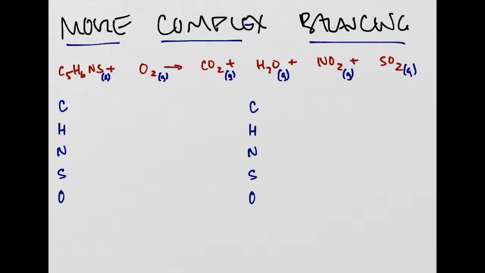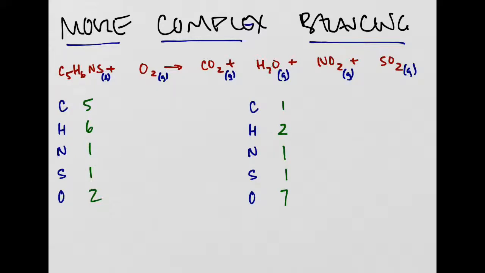Okay. So let's just take a look at these numbers here. We have associated with carbon, we have 5, 6 hydrogens, 1 nitrogen, 1 sulfur, and 2 oxygens. And over here, it's a little bit more complex. You just have to make sure you don't forget about all the oxygens all over the place. We have 1 carbon. We have 2 hydrogens. The H2 is important to see there. 1 nitrogen, 1 sulfur, and then we have 2 here, 3, 4, 5, 6, 7 oxygens altogether.